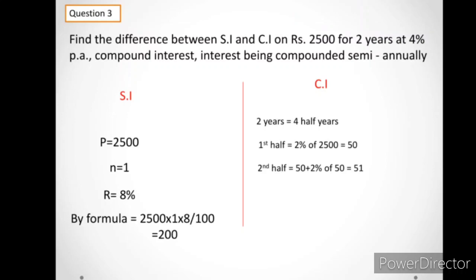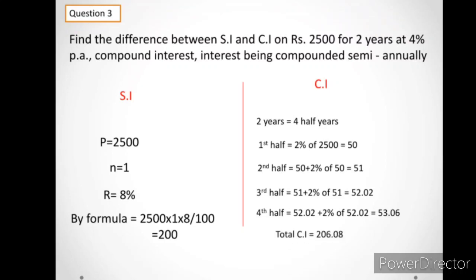Okay, so 50 plus 2% of 50 is equal to 51. For the third half, that is 51 plus 2% of 51, that is equal to 52.02, and for the fourth half, that is 52.02 plus 2% of 52.02, that is equal to 53.06. So we need to add all this, total compound interest equal to 206.08. So we know the compound interest and simple interest. We just need to calculate the difference between those two. Simply subtract compound interest minus simple interest. We will get the difference, that is equal to 6.08. This is it, guys.